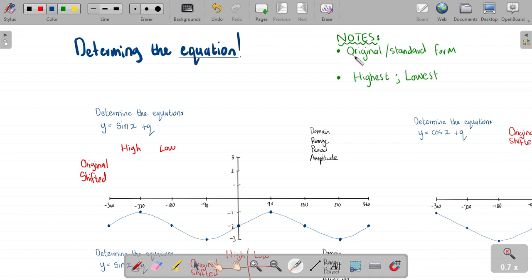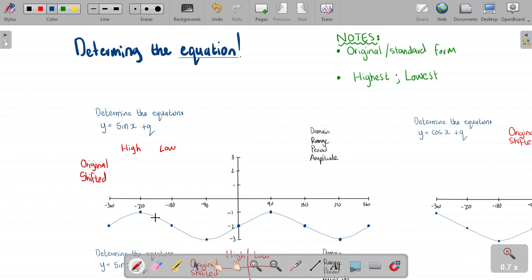Okay, so let's have a look, guys. When determining, again, I spelled that wrong, sorry. When determining the equation of graphs, there are two pointers that I want to highlight to you guys. The first thing is understanding and knowing what the original or standard graph looks like.